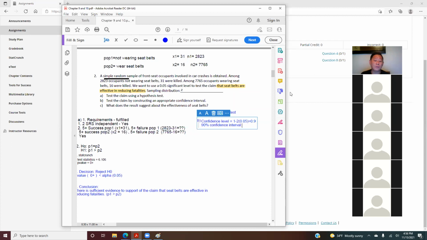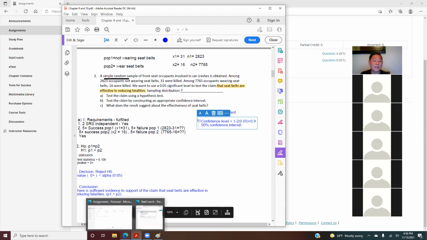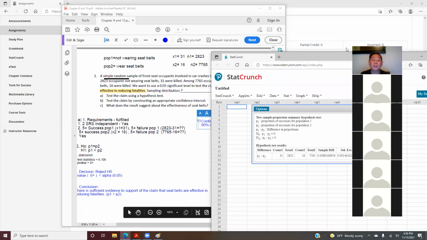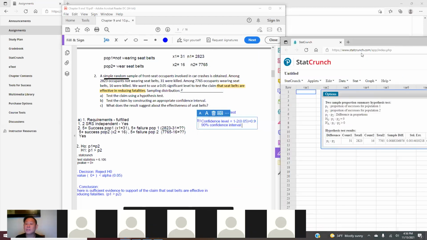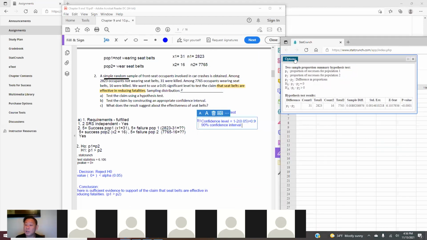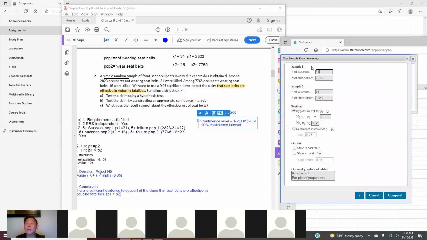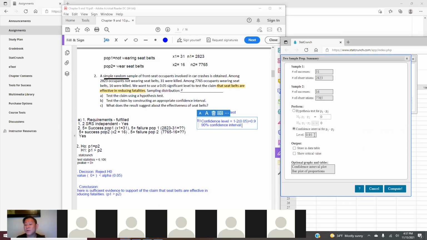So now we need to figure out what the 90% confidence interval is. In order for us to find a 90% confidence interval in StatCrunch, you just go to Options and choose Edit. These are the same numbers that we used in number 2A, the testing, but we just need to select perform the confidence interval, and then you change this to 90% because the confidence level is 90%, and you compute.